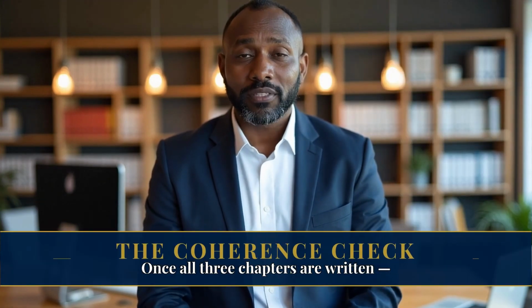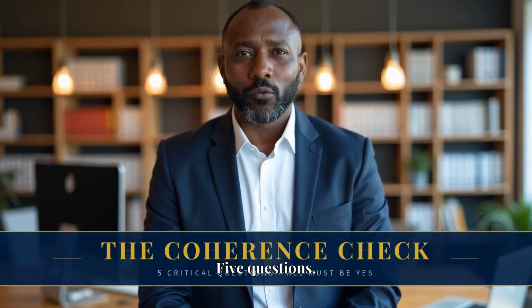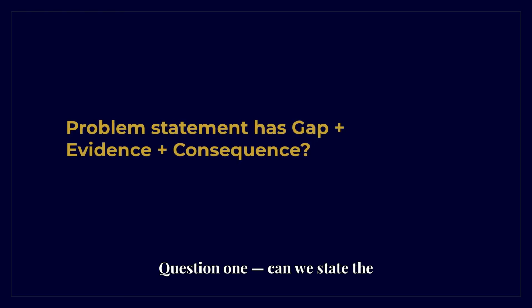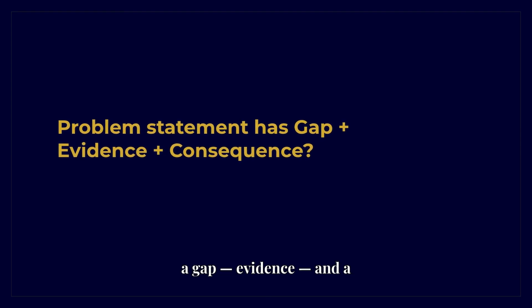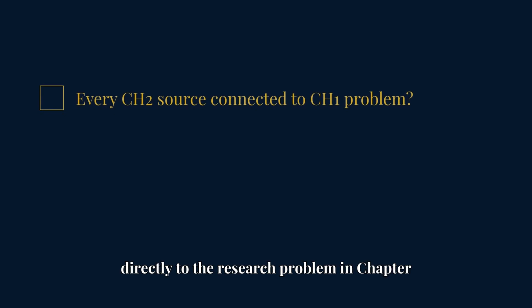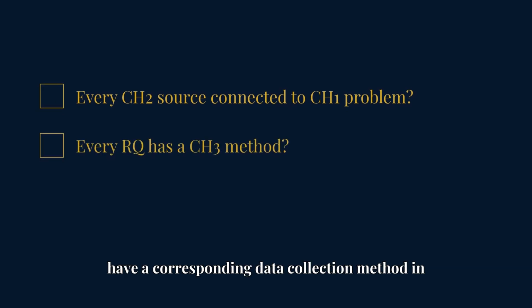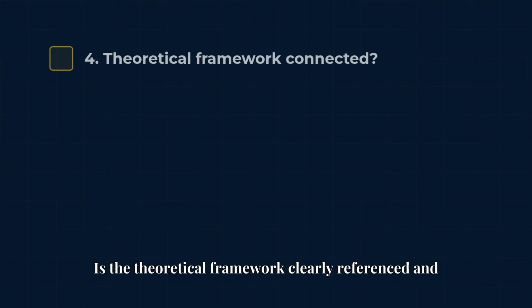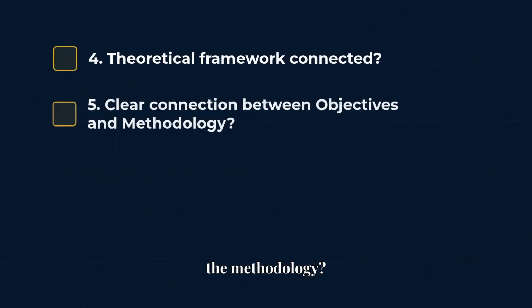Once all 3 chapters are written, before we deliver to you, we run a coherence check. 5 questions. Question 1. Can we state the research problem in one specific sentence with a gap, evidence, and a consequence? Does every source in Chapter 2 connect directly to the research problem in Chapter 1? Does every research question in Chapter 1 have a corresponding data collection method in Chapter 3? Is the theoretical framework clearly referenced and connected to both the research problem and the methodology?